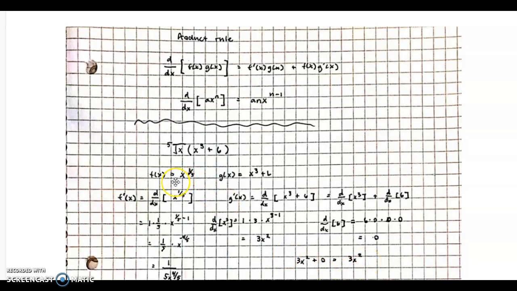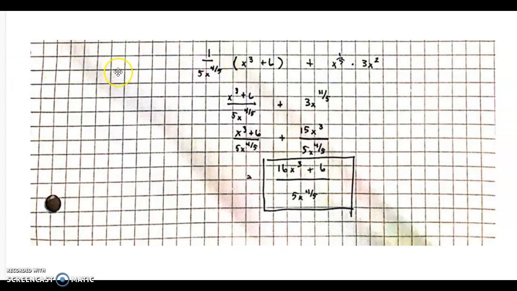So now we have all the values needed for the product rule. We're left with the derivative of f of x times g of x plus f of x times the derivative of g of x. Here the answer is just algebra, simplifying essentially. So you have x to the power of 3 plus 6 over 5x to the power of 4/5 plus 3x to the power of 11/5.